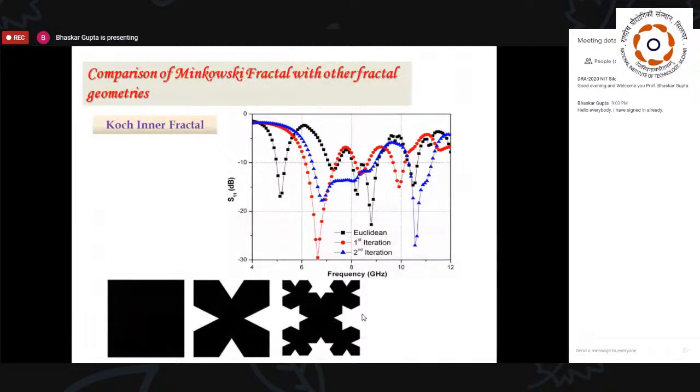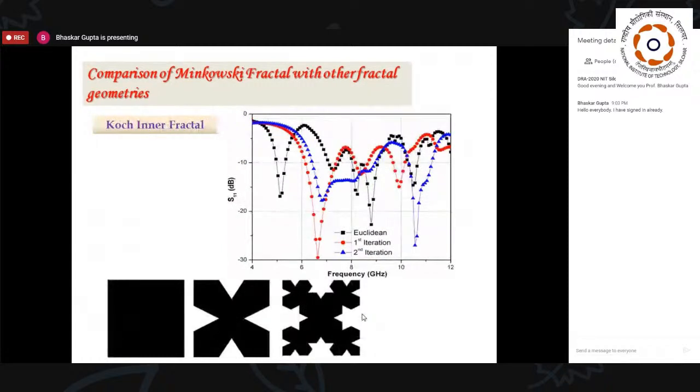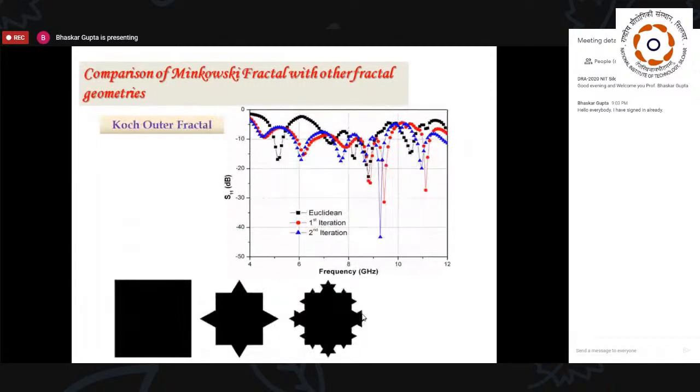So this was about Minkowski fractal, but many other fractal geometries are also there, like say Koch inner fractal. In Koch inner fractal, you see at the bottom, these are the structures after the first and second iteration, and correspondingly the S11 variation is plotted just above that. This is Koch outer fractal. In case of inner fractal, indentations are in. In case of outer fractals, they are moving out. But I must appreciate the beauty of these fractals.